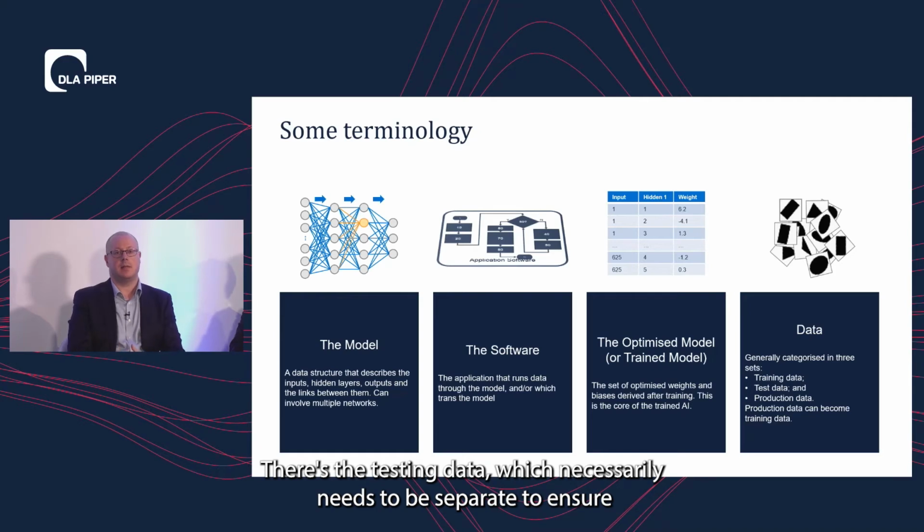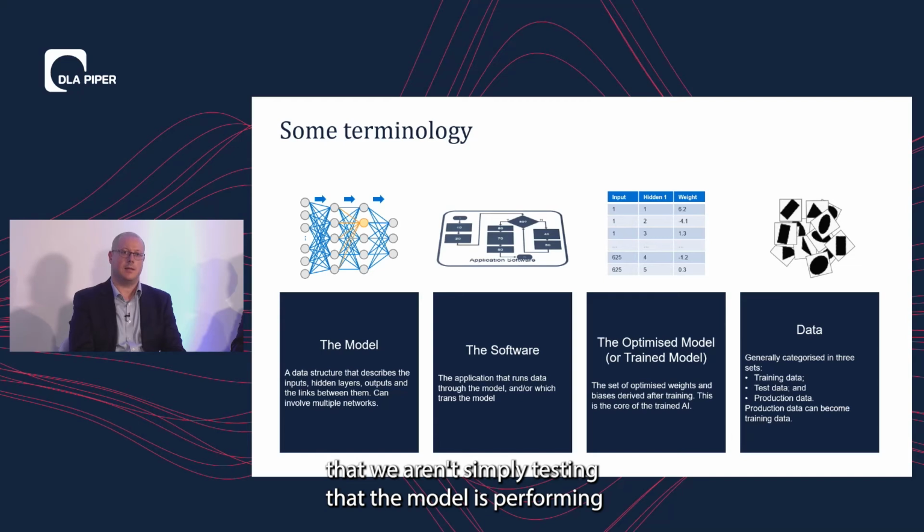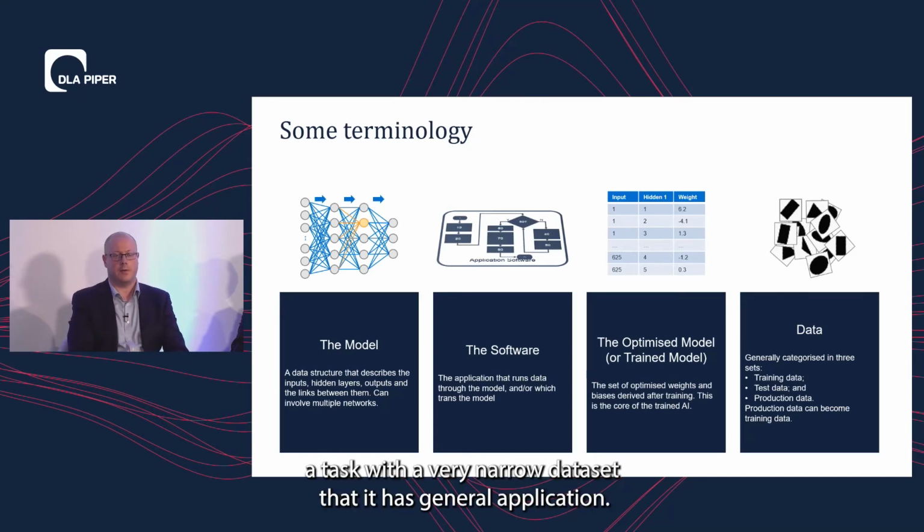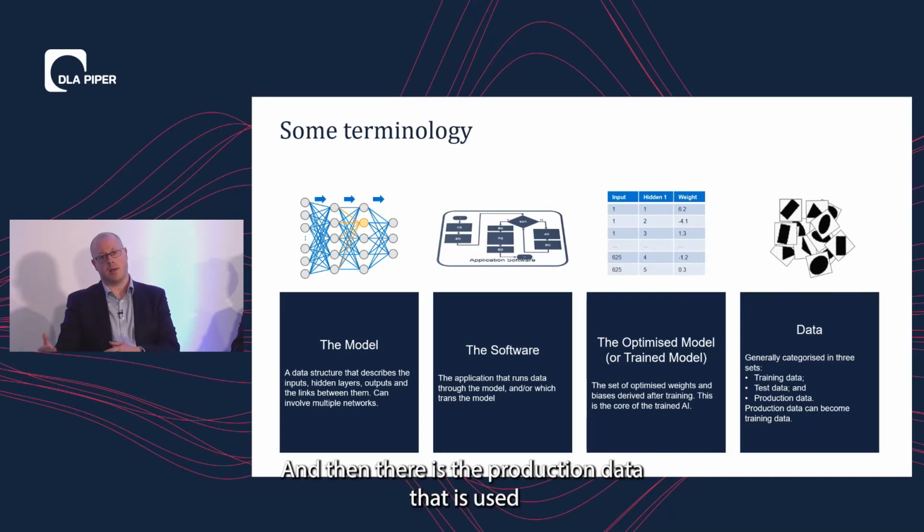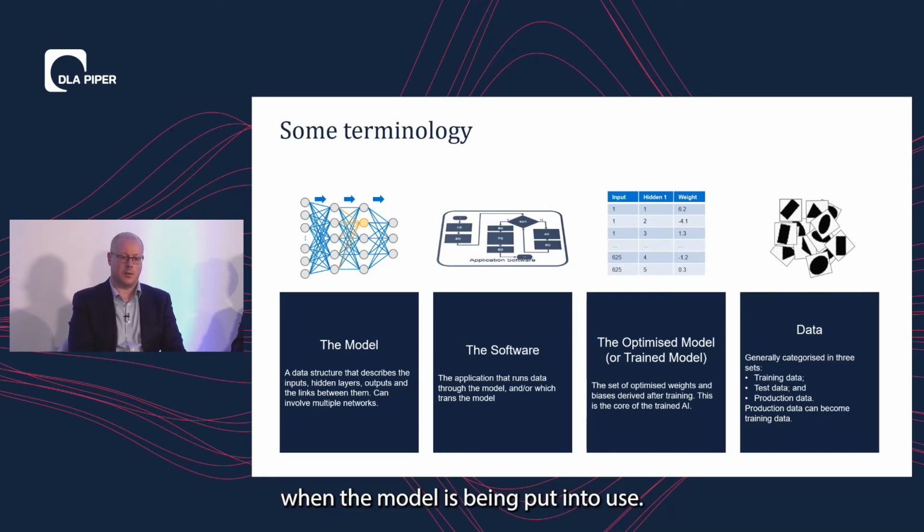There's the testing data, which necessarily needs to be separate to ensure that we aren't simply testing that the model is performing a task with a very narrow data set, that it has general application. And then there is the production data that is used when the model is being put into use.